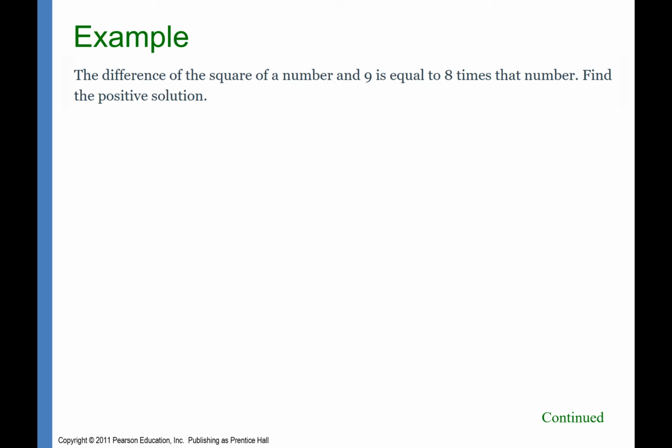So hopefully you wrote out the equation: difference of a square of a number. So difference means subtraction. So you have x squared minus 9 equals 8 times the number. So that's how your equation would work. You're going to set that equal to 0 and solve. Go ahead and try that out, but you should get x equals 9.